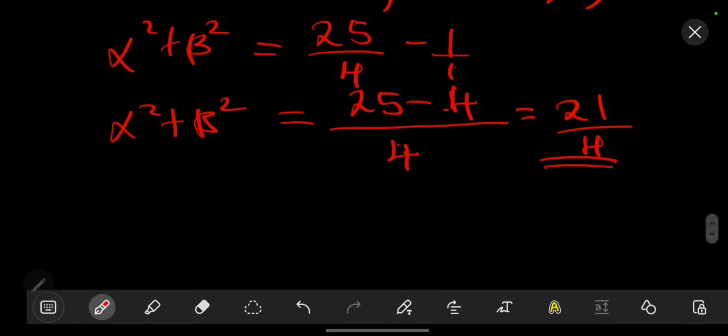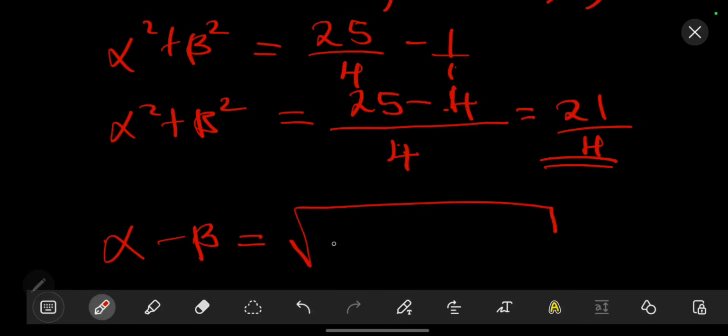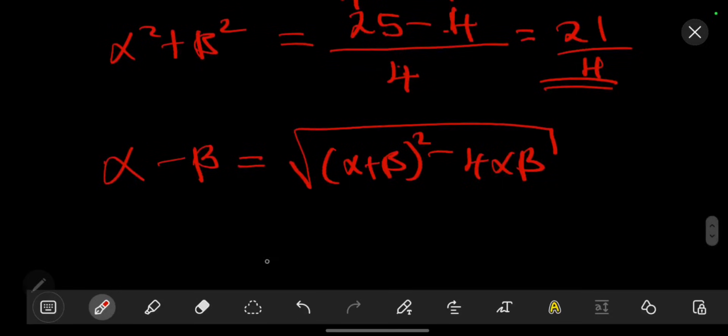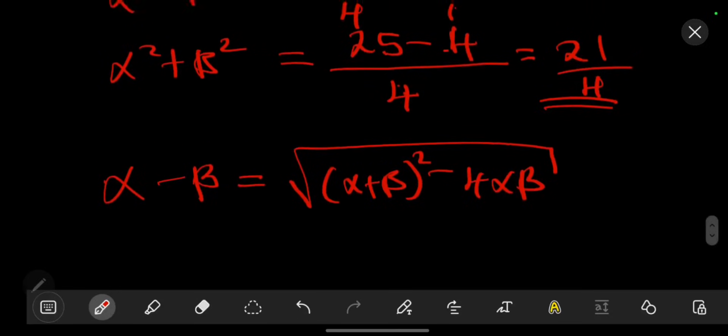Let's look at this other one. If you have your alpha minus, let's say, your beta. So if you recall, the value of this is equal to the square root of alpha plus beta, then squared, minus 4 alpha beta like that. So this is the identity that we are going to use to find the value.